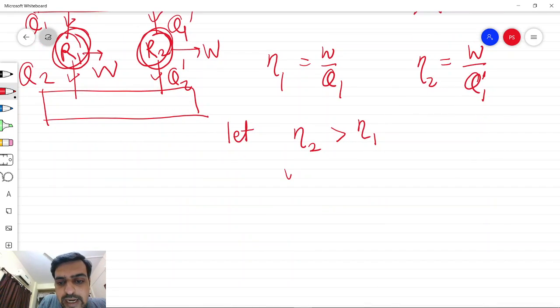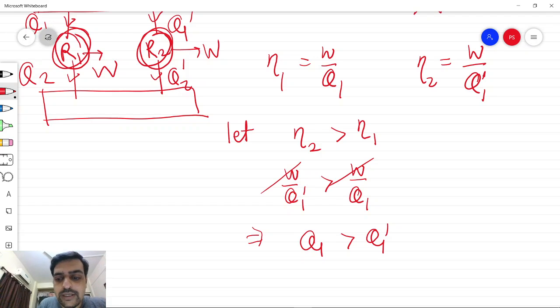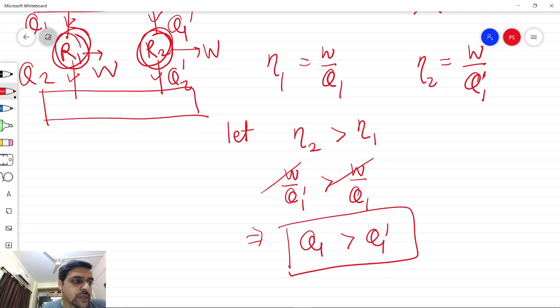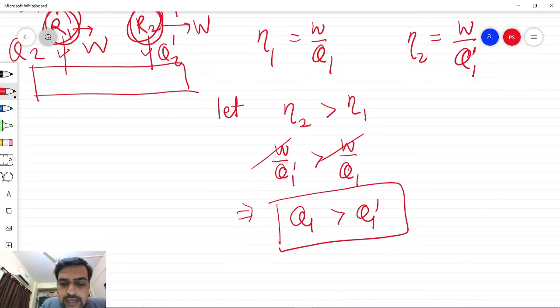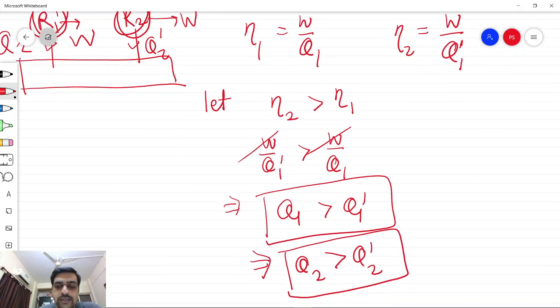So this will mean that W by Q1 dash is greater than W by Q1. This will also imply that Q1 is greater than Q1 dash, since the work done is the same. This can also imply, as we have already proved, that Q2 is greater than Q2 dash. This we have already discussed in the first part.